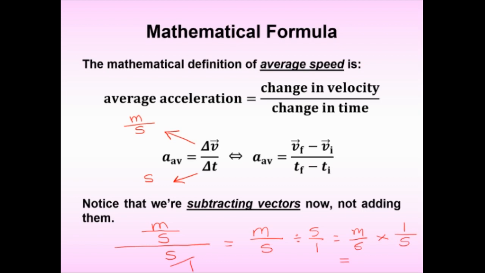And how do you multiply fractions? Do you crisscross or do you multiply level? When you multiply fractions, it's top with top, bottom with bottom. So what's meters times 1? Meters, over second squared. That's it. That's basically why we call it meters per second squared. Understanding this derivation basically hinges on the fact that you understood where each unit came from here.